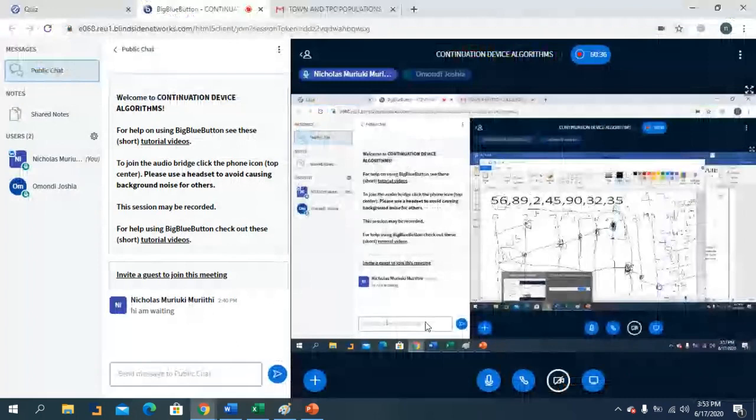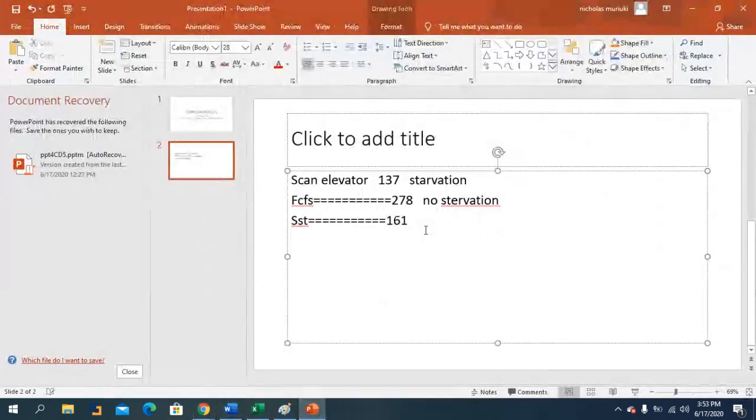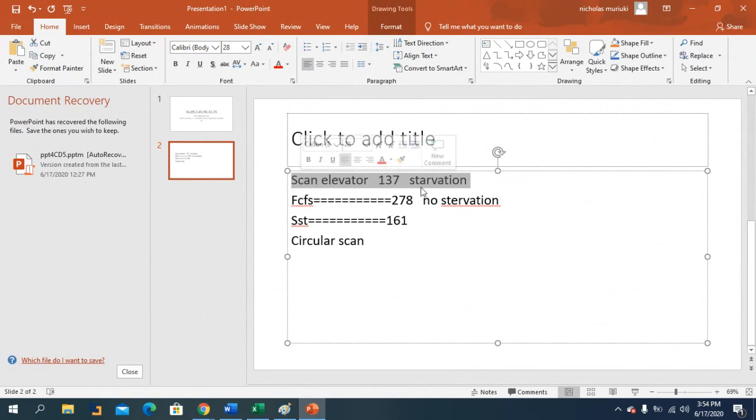And I want to go to, remember we said we have SCAN, C-SCAN, and then we have the circular scan. In the circular scan, it is the same as the SCAN algorithm, but when you look at this, we must have a turning point on both ends. So it's like we are having two heads.